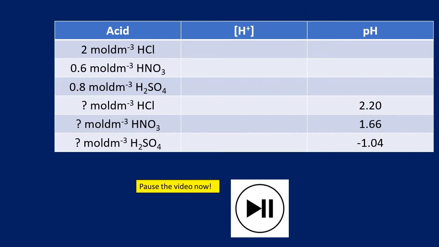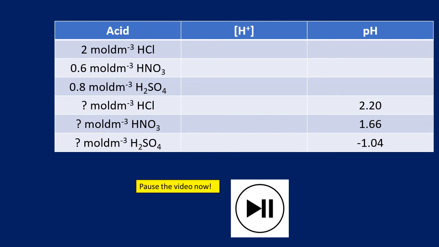Okay, so this is similar then, but this time I've not put the answers on the board. I'm going to put them on shortly. So what you want to do is, we've got 1, 2, 3, 4, 5, 6 acids. The first 3 you know their concentrations. So what I want you to do is to fill out the table. So you're going to fill out the column for the H plus. You're then going to convert the H plus concentration into a pH.